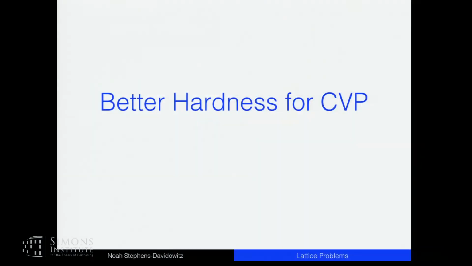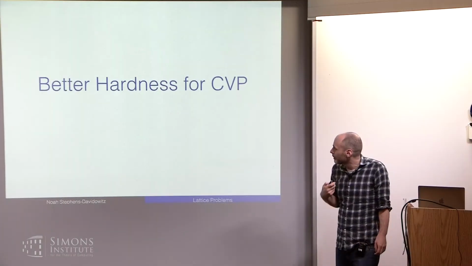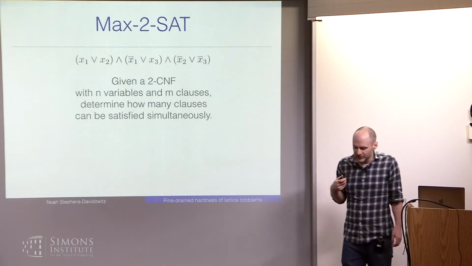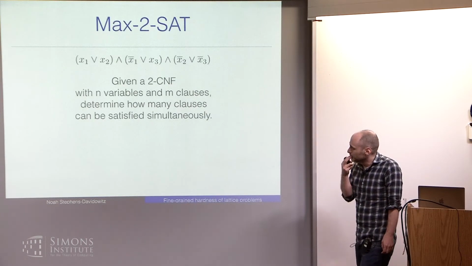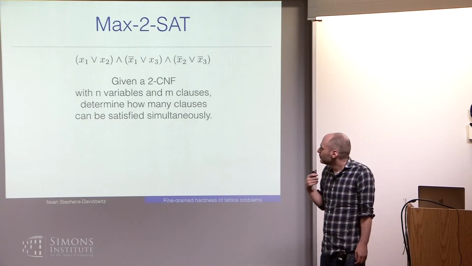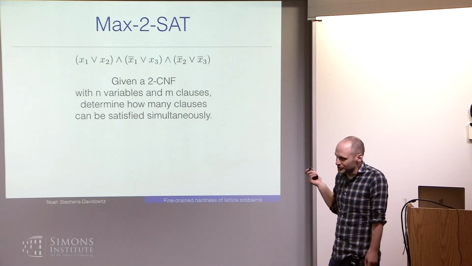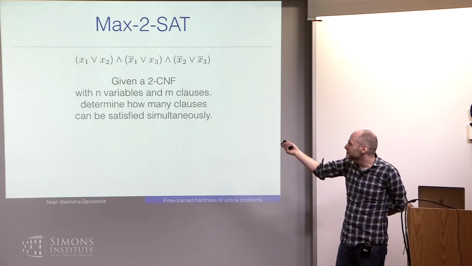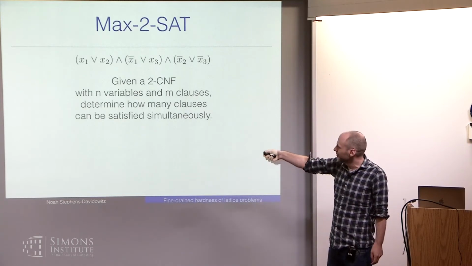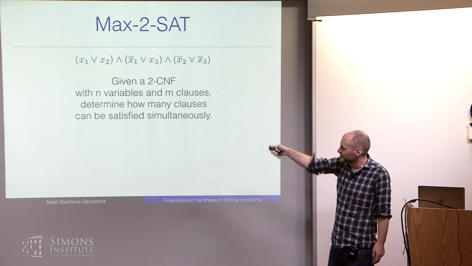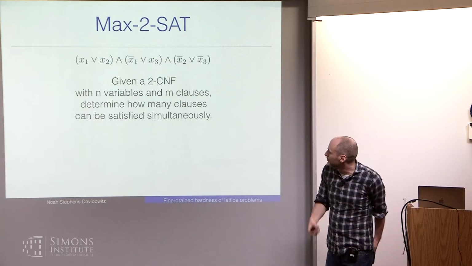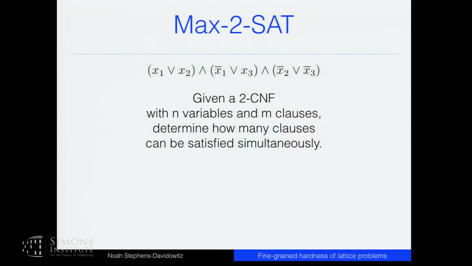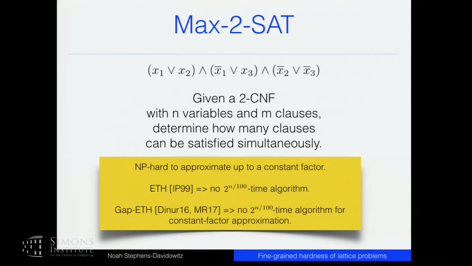So before I show you hardness of SVP, which is actually really quite difficult, I'll show you a better hardness result for CVP. We're still kind of in easy land. The way this works, I have to reduce from some problem. So I'll reduce from Max 2SAT. Remember, Max 2SAT is just a 2CNF: you're given a bunch of ORs, where each OR just has 2 elements, with n variables and m clauses, and the goal is to figure out how many of these clauses you can satisfy simultaneously.